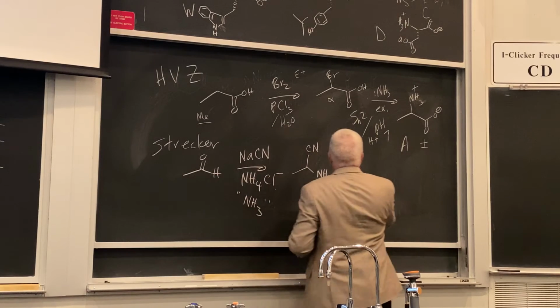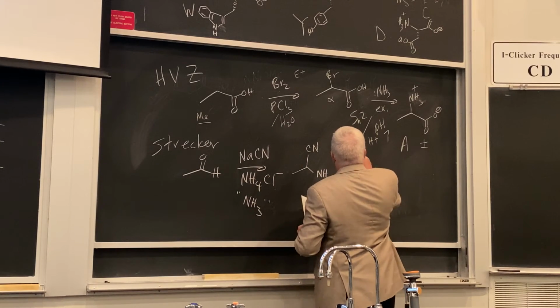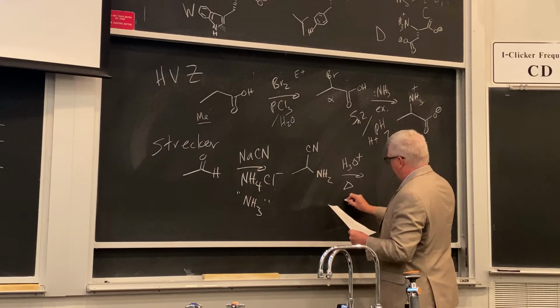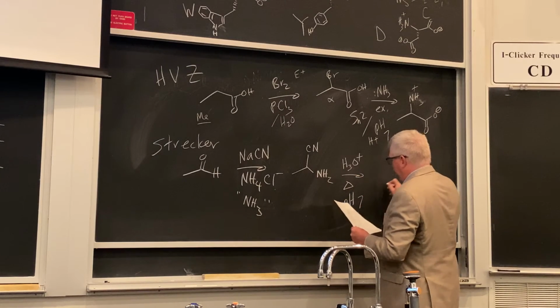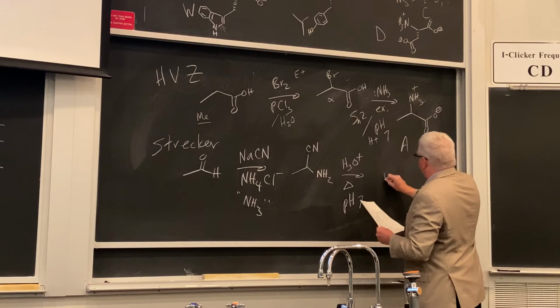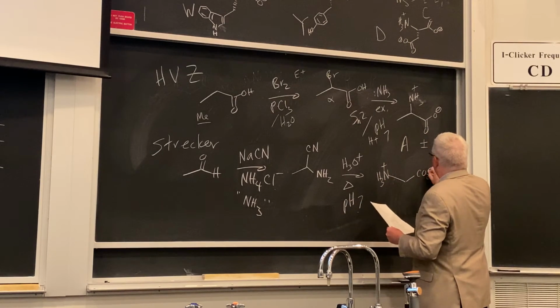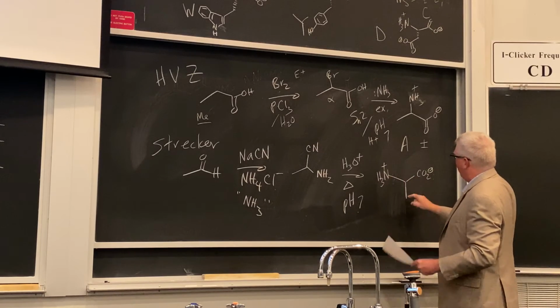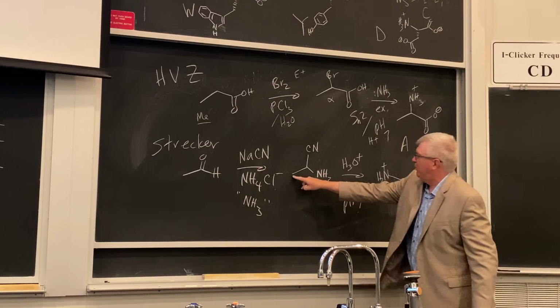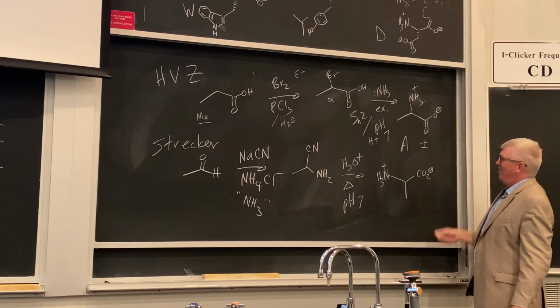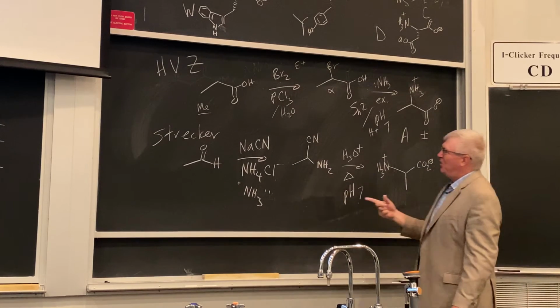And then if we treat this with acid and water, and heat, and then adjust the pH to 7 here, we can also get what? The carboxylate and the ammonium, and this methyl group is still there. So again, what amino acid is that? Still alanine again, okay? The racemic form there.